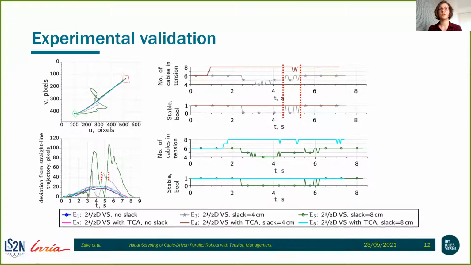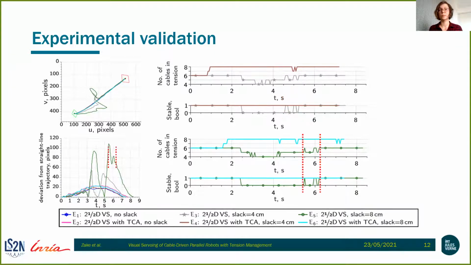Also interesting to note is that we have here an oscillation between 5 and 6 cables in tension, which corresponds to a slight oscillation here in this figure, which means that the moving platform was swaying a little. And here we also have an oscillation between 5 and 6 cables in tension, which corresponds to a larger oscillation in this figure, which means the moving platform was swaying even more.